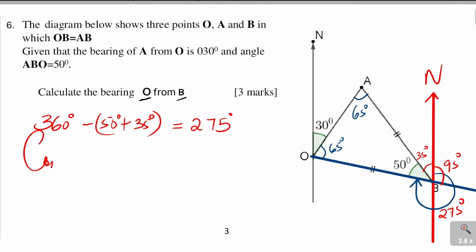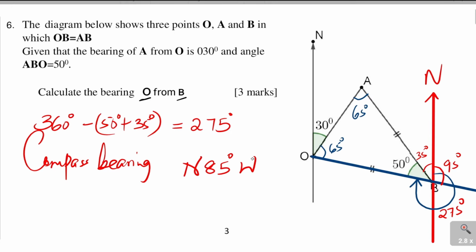You can also give it in form of compass bearing. So in terms of compass bearing, this angle is now the compass bearing of O from B. B is to the northeast, and this angle here is 50 plus 35, 85. So O is to the north of B, then 85 degrees to the west. So you can give either of those two.